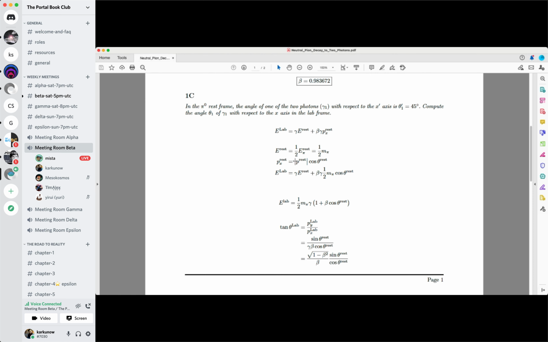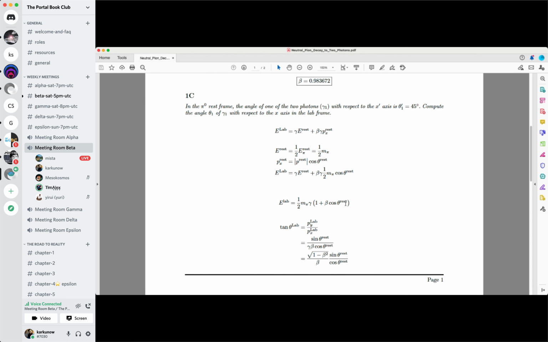Maybe I'll rewrite it and add it. But yeah, so I put the magnitude of P rest for this first photon is just E rest. And then I substitute in what the E rest is, and I can end up factoring out a 1/2 m pi. So ultimately, I end up with this expression for the energy of that photon in the lab frame in terms of cosine theta rest.